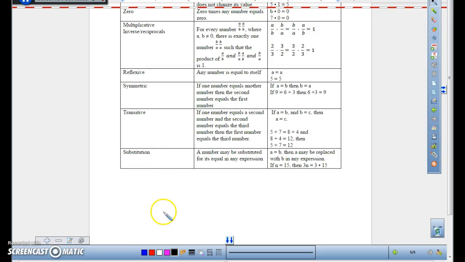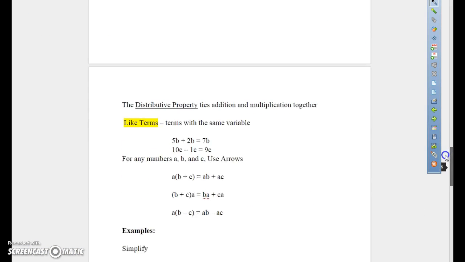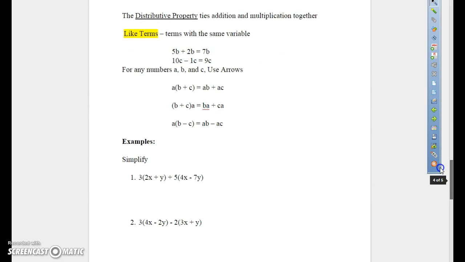The substitution property: a number can be substituted for its equal in any expression. And we did the substitution property in the last lesson, where we said A, B, and C equal these numbers, and you substituted them in and used your order of operations. So you guys are pretty good at that. We need to talk about one more, and then we'll do some examples.